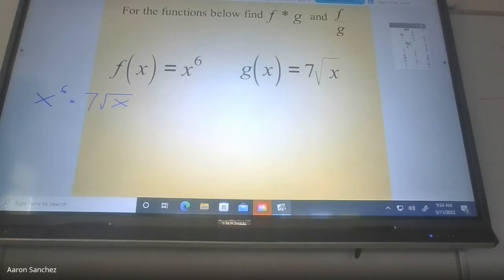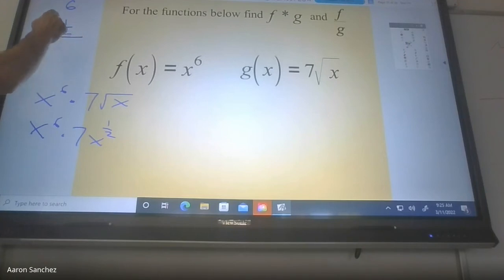But it's not that easy. You guys know what to do? What do you do when you multiply? Well, let's change it like this. x to the 6th times 7 times x to the what power? 1 half. Now, if I'm multiplying, what do I do with these exponents? You add them. So I got to add 6 plus 1 half.